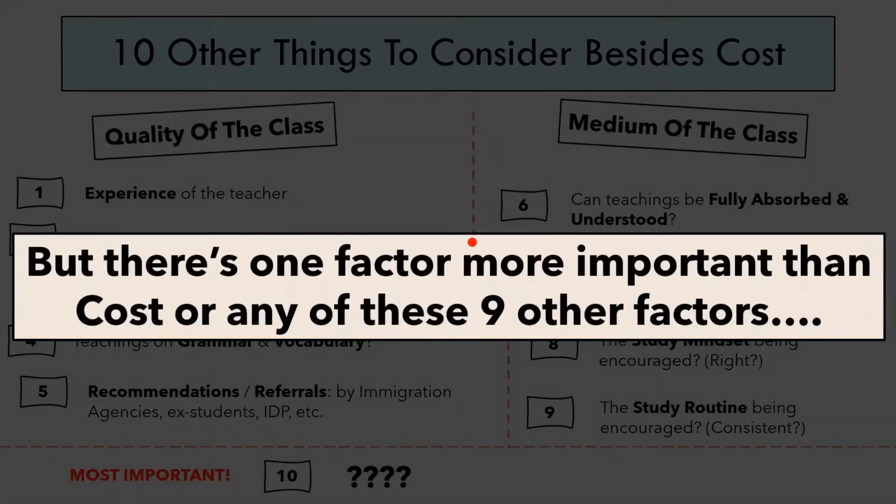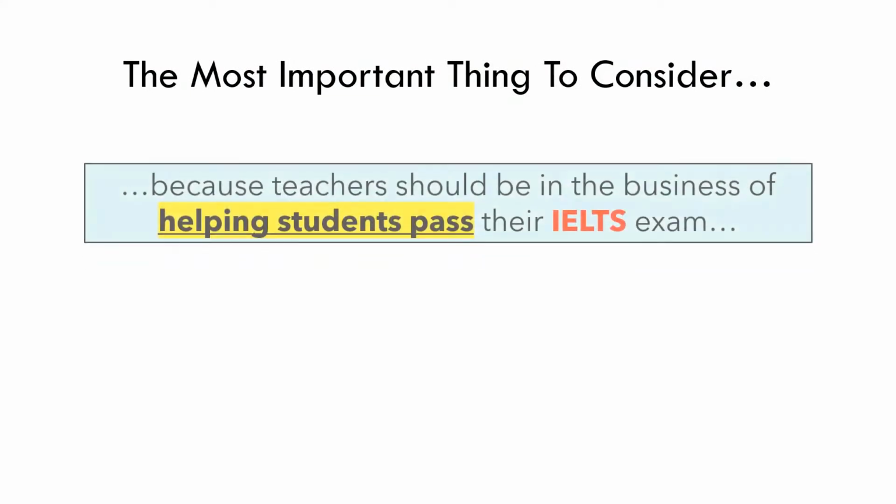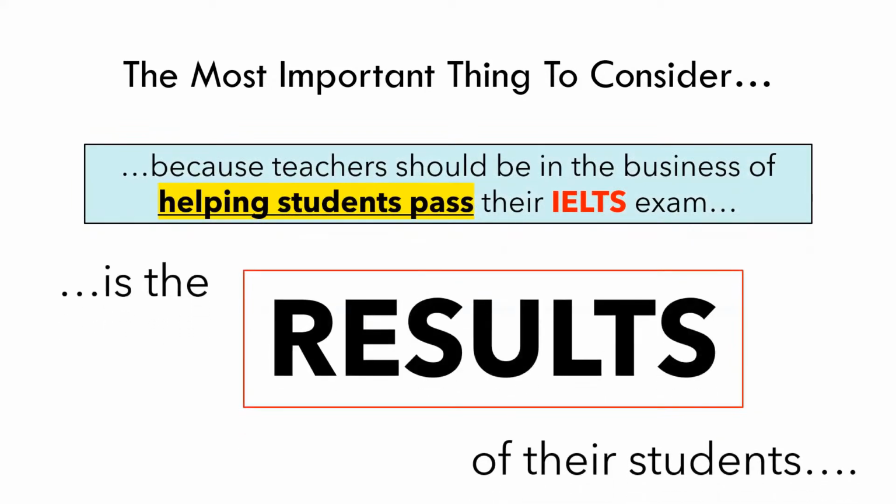But there's one factor more important than cost or any of these 9 other factors. The most important thing to consider, because teachers should be in the business of helping students pass their IELTS exam, is the results of their students. I believe you agree with me. It doesn't matter what I've said in terms of those 9 factors and even the cost. Ultimately, you are looking to pass the IELTS exam. So look at the results that the classes you're thinking of taking have produced.